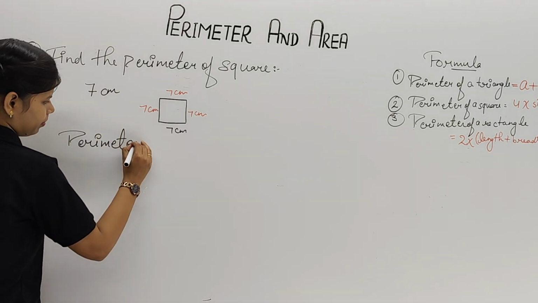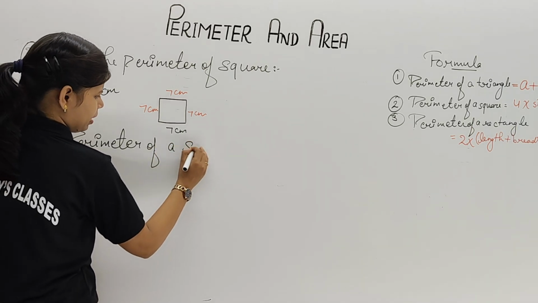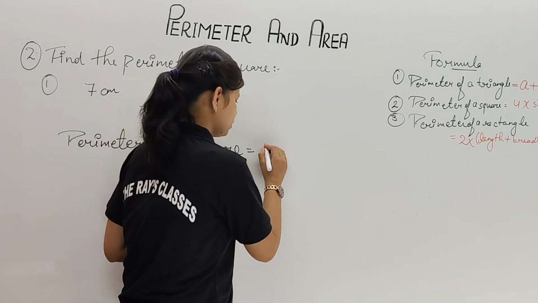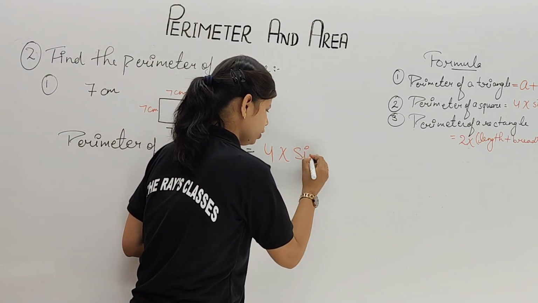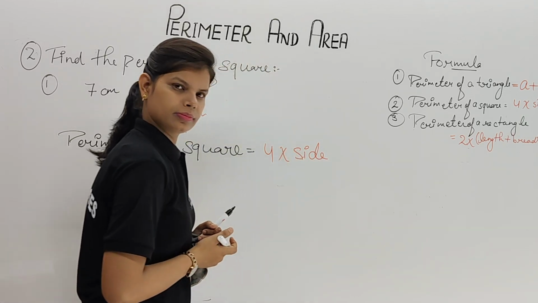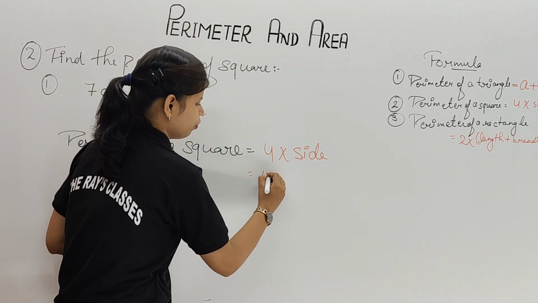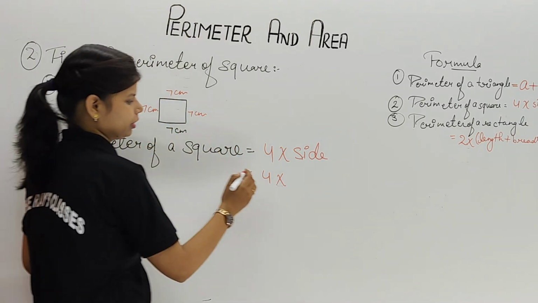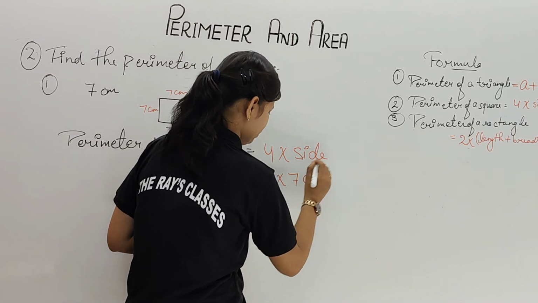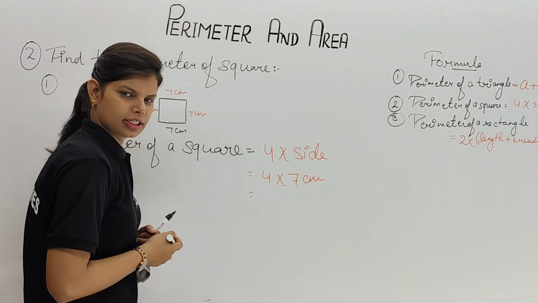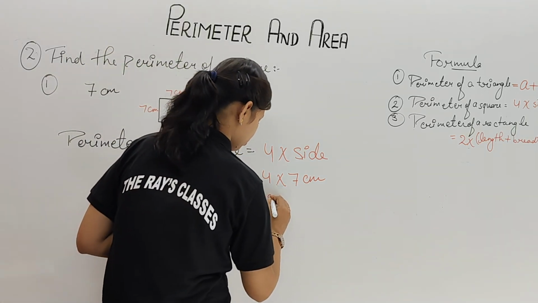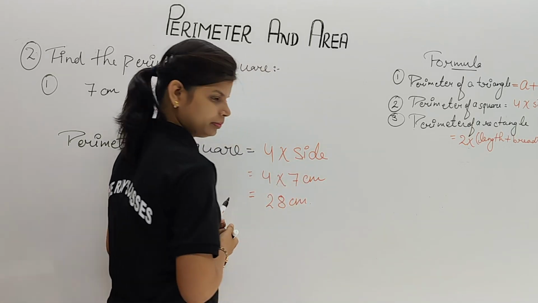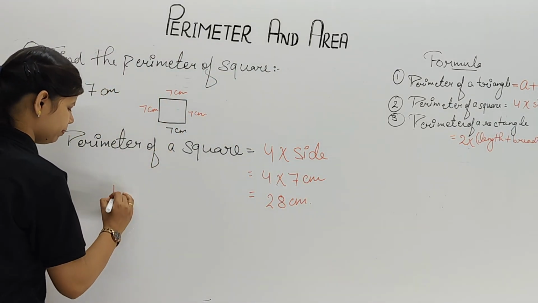Perimeter of square. Perimeter of a square equal to what? Please give your answer in the comment section. For formula, 4 into side. Clear no? Now 4 multiply by, your side is what? One side is given 7 centimeter. 7 centimeter. And when you are multiplying 4 with 7, 4 7s are? Yes. Very good. 28. Some are giving their answers as well. 4 7s are 28 centimeter. So what is the perimeter of square? You can find it from here.